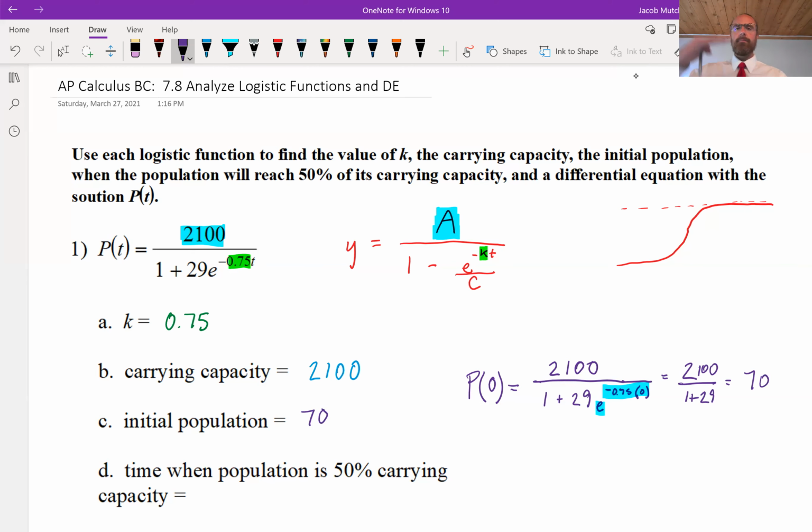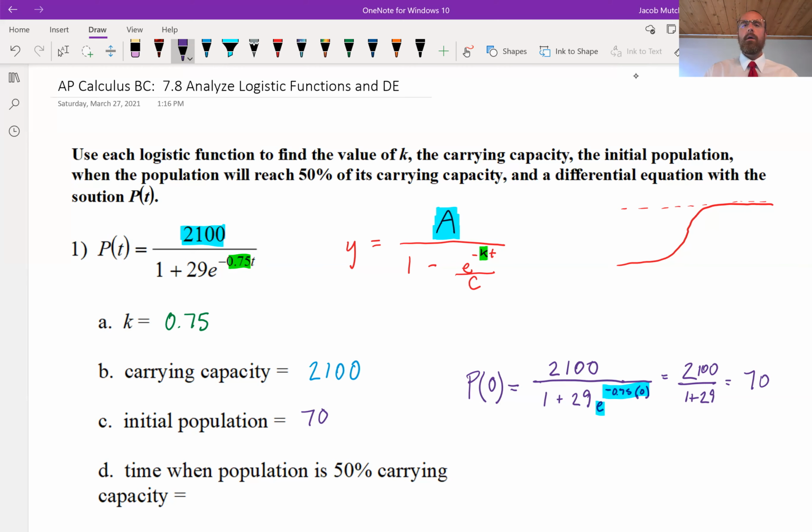So you can see the extremes here. We would start with an initial population of 70. It would grow very similarly to an exponential function, but then because this is logistic and the population is large, it'll have an inflection point and then it will never quite reach, but it'll get close to 2,100.